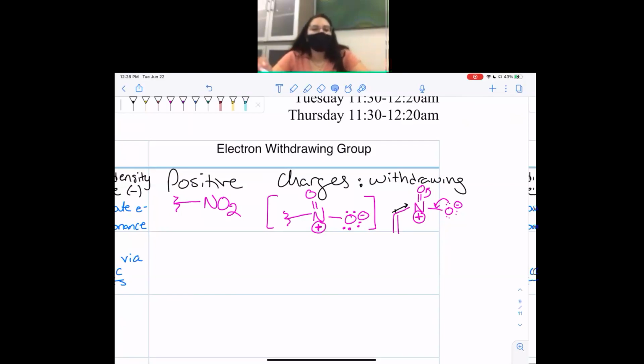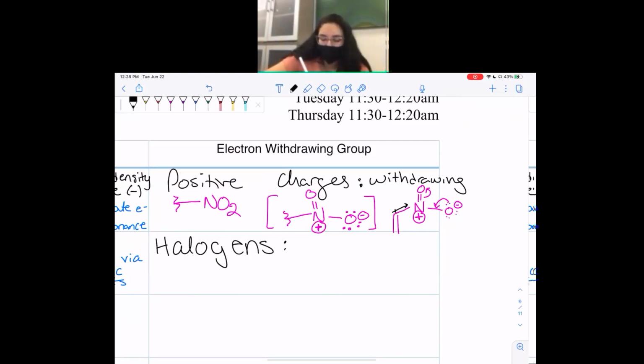All right. So in addition to positive charges, we are going to have halogens. Can anyone tell me what the halogens are? Oh, just kidding. Usually I just write X and ask, does anyone know what this is? But yeah, the halogens are fluorine, chlorine, bromine, etc. And it's going to look like so.